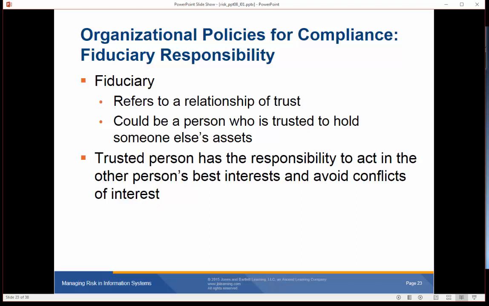Organizational policies for compliance, fiduciary responsibility. The fiduciary refers to a relationship of trust. Could be a person who was trusted to hold someone else's assets. And of course, a trusted person has the responsibility to act in the other person's best interest and avoid conflicts of interest. I don't know about you, but there's not many people that you can trust with $100,000 these days, right?